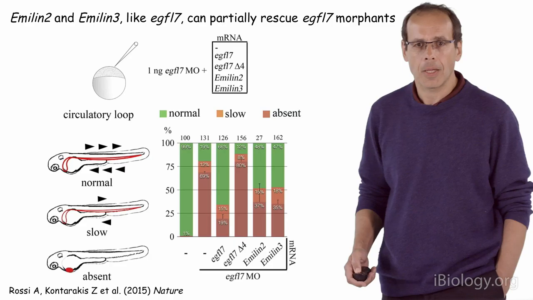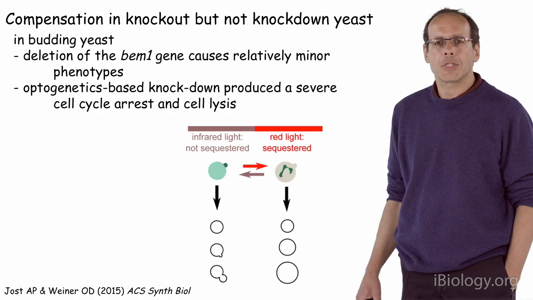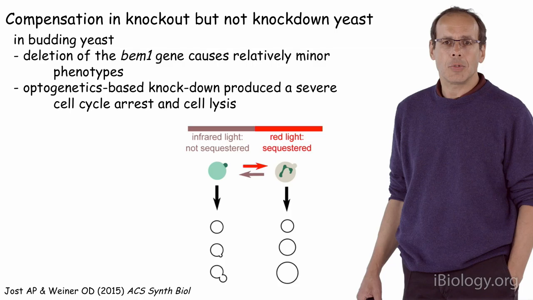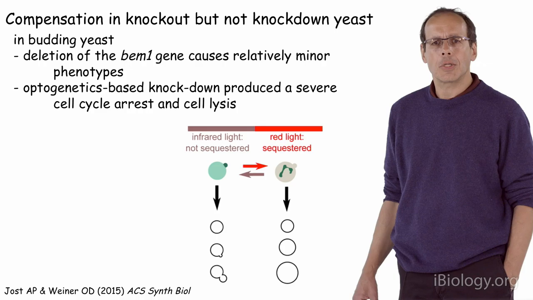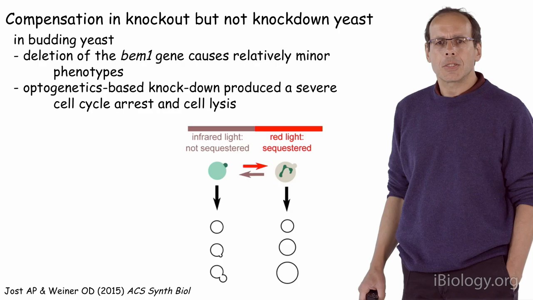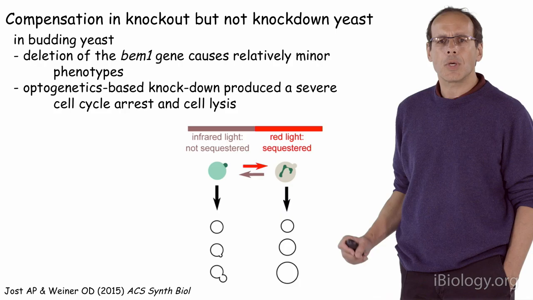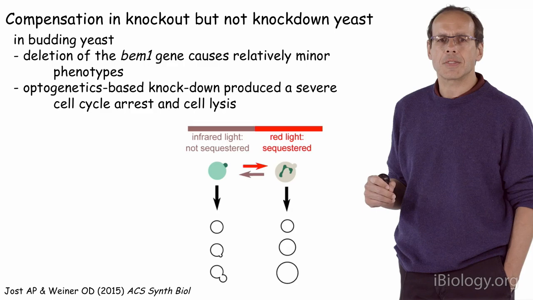This compensation phenomenon that we observed in zebrafish, this difference between knockout and knockdown, or mutant and morphant embryos, is also observed in yeast. There was a recent study from Orion Weiner's lab where they looked at the BEM1 gene. If you look at the mutation in BEM1, as you can see here, essentially it causes a very minor phenotype. But now if you use optogenetics to drive this protein away from its site of action, then you see a severe phenotype, including cell cycle arrest and cell lysis.